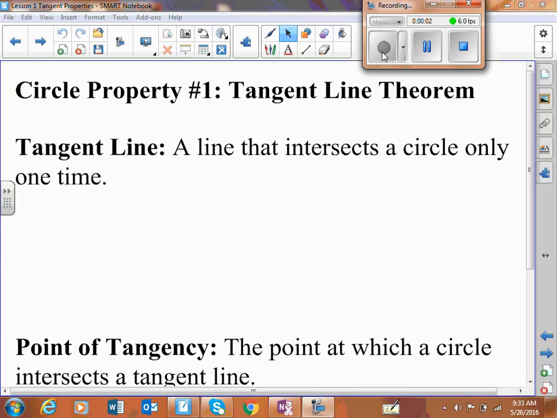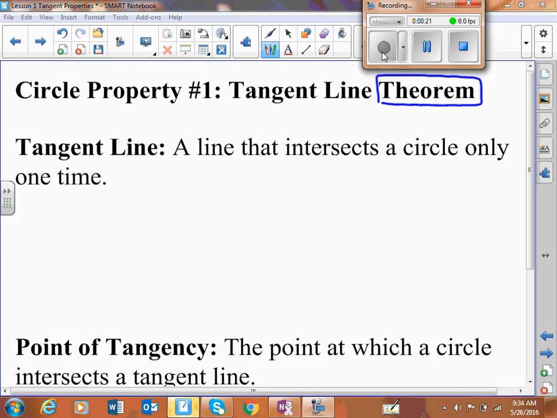Welcome back to lesson 2 for circle properties. Circle property number 1 is the tangent line theorem. One thing I want to start off talking about before we do anything is we're going to learn a couple of theorems in this unit, and theorems are proven facts.